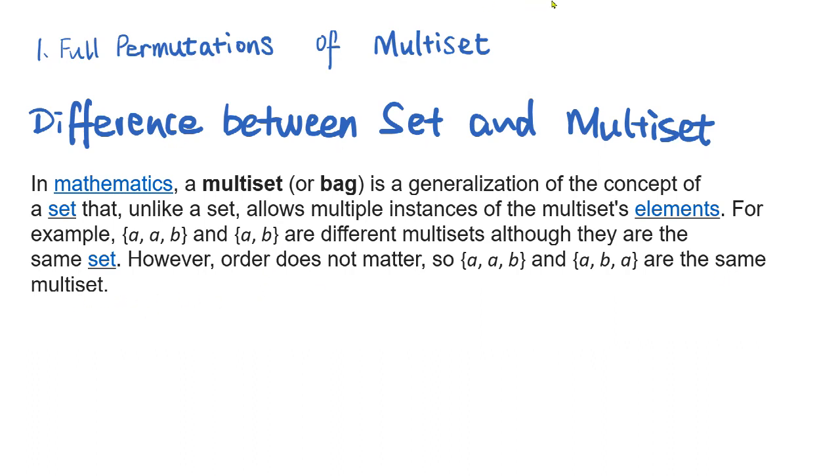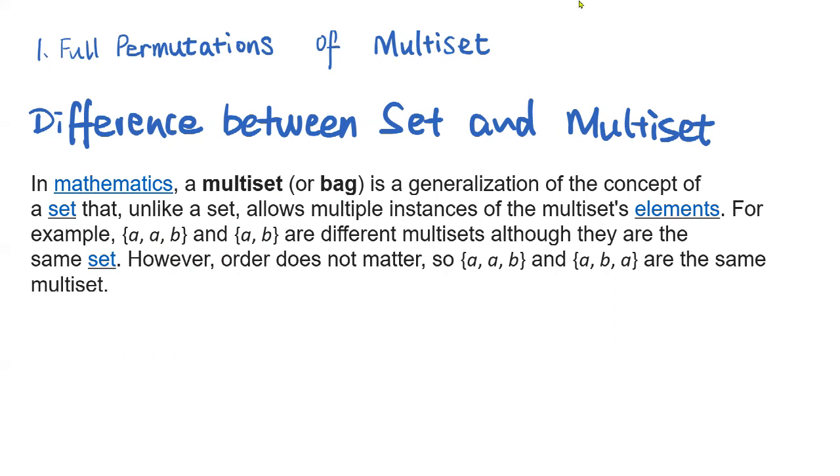But what does this mean? In a set, we cannot have repeated elements, right? But in a multiset or a bag, we can have repeated elements. So that's the difference between a set and a multiset.